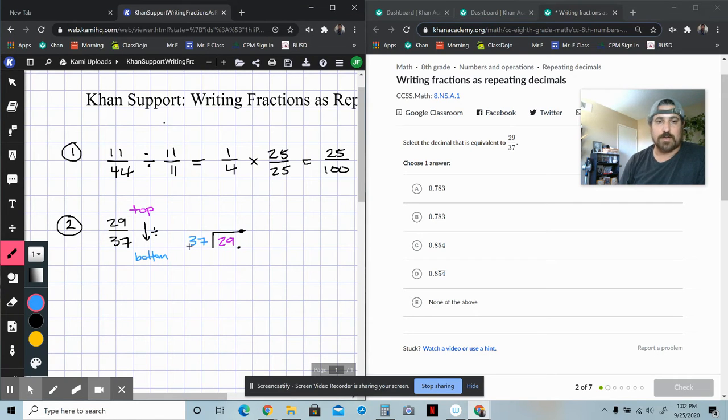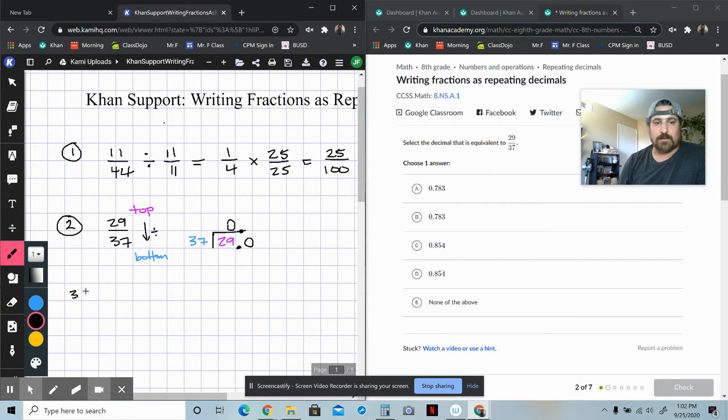Because you're dividing by an integer, you're just going to bring the decimal up exactly where it's located. You don't have to move the decimal. And then we're going to say, okay, how many times does 37 go into 29? 0. How many times does 37 go into 290? Well, let's just make a little list for ourselves on 37.